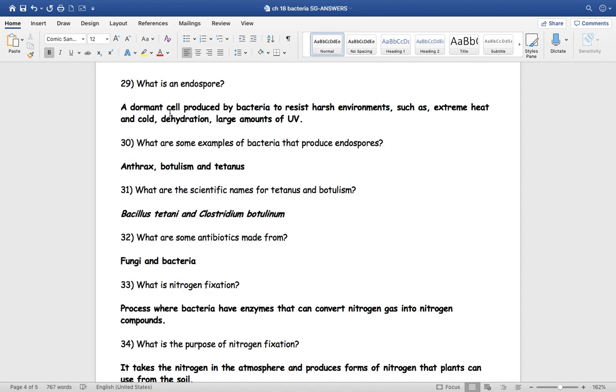Okay? What are some examples of bacteria that produce endospores? Anthrax, botulism, and tetanus. Those are some that produce endospores, which is basically, again, a suit of armor that can't kill the bacteria. What are the scientific names for tetanus and botulism? Bacillus tetani and Clostridium botulinum. Now, again, I put this on here, so it must be important.